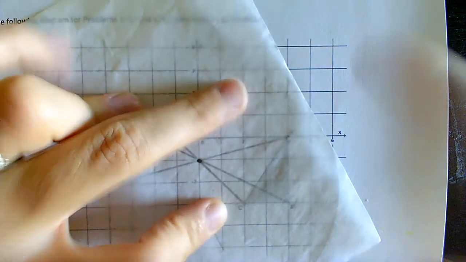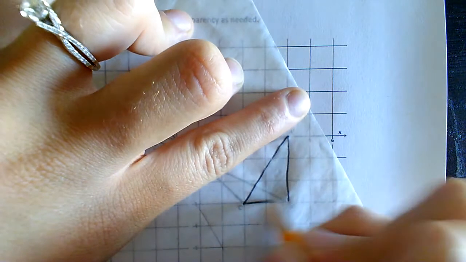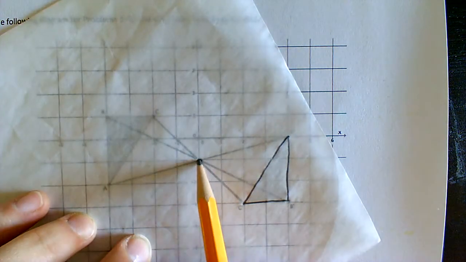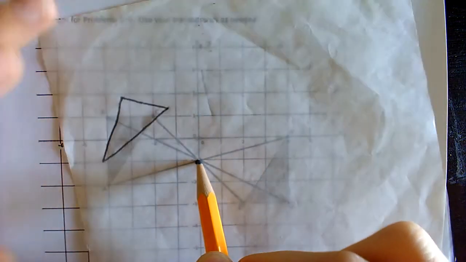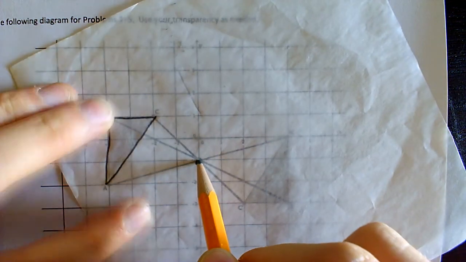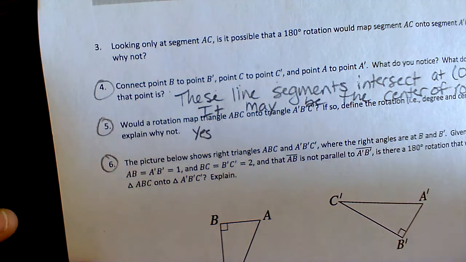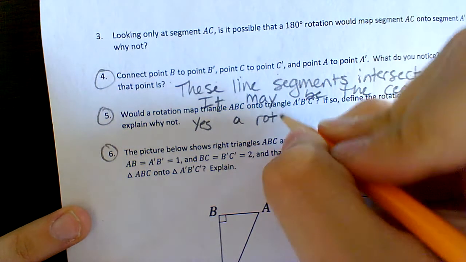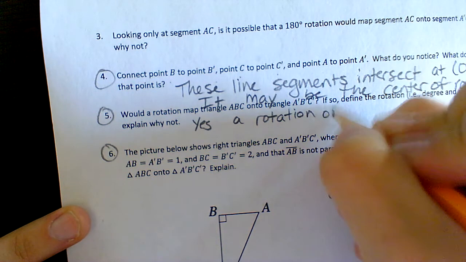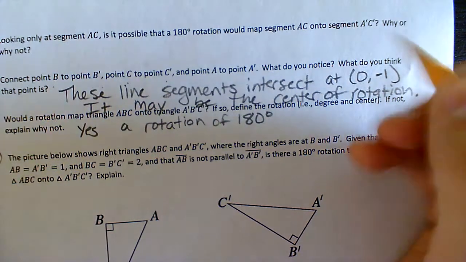If we were to draw the point there with the triangle, is it possible to use a rotation to match them up? It definitely looks like it's possible. So we're going to say yes. We know that they had to be 180 degrees to make the lines parallel. And the center of rotation is that point 0, -1.